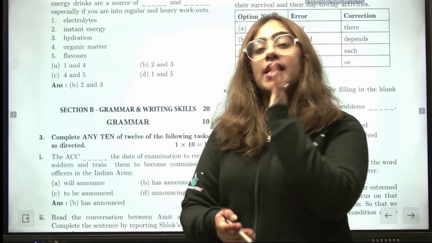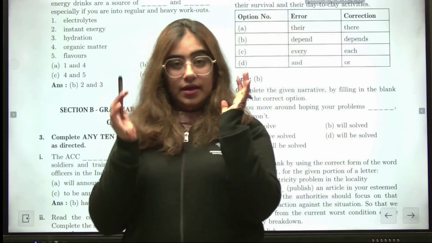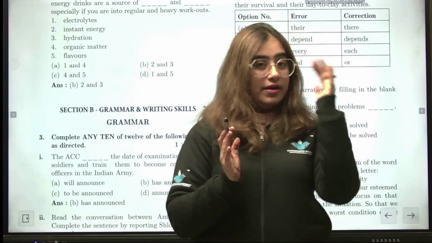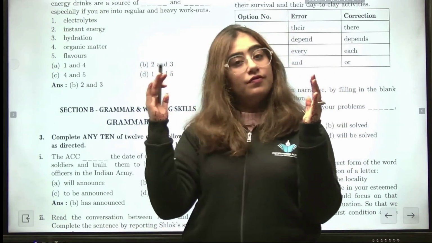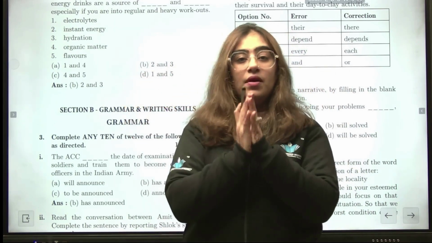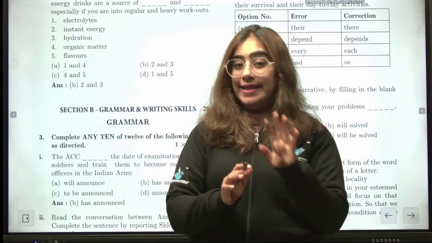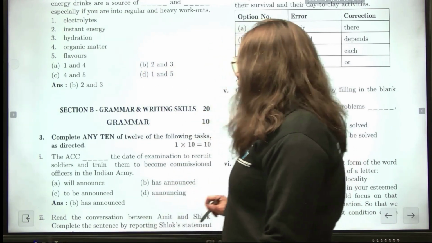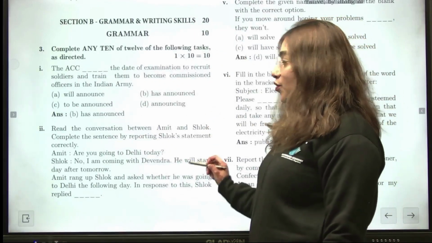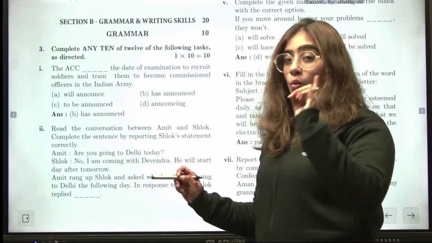Now we are moving to Section B, and Section B is again for 20 marks, grammar for 10 marks, writing for 10 marks. In grammar we have 12 questions and out of 12 you have to attempt only 10 questions. Clear? So we have to complete any 10 out of 12 and yes, every question is for 1 mark.